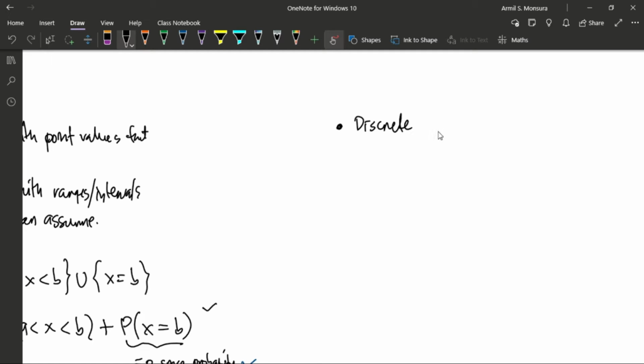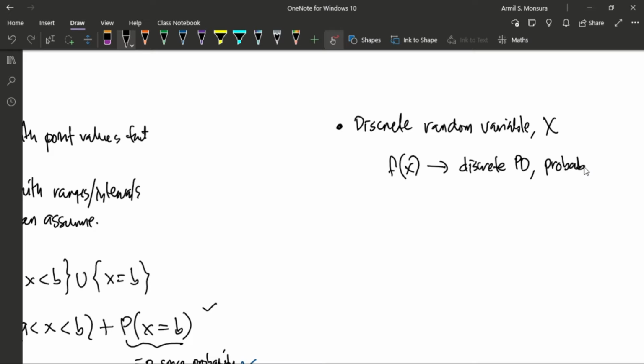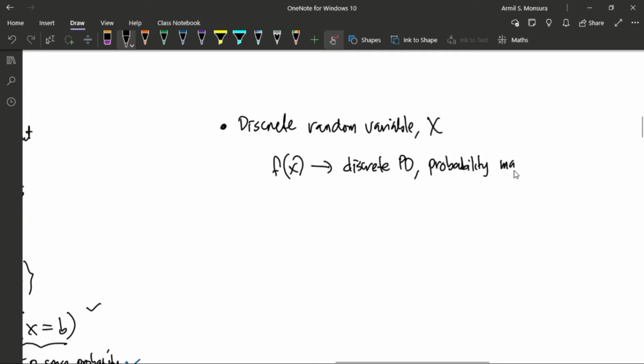For a discrete random variable x, the f of x there is called the discrete probability distribution, or probability mass function. So that's PMF. Those are the terms that we use for f of x for a discrete random variable x.